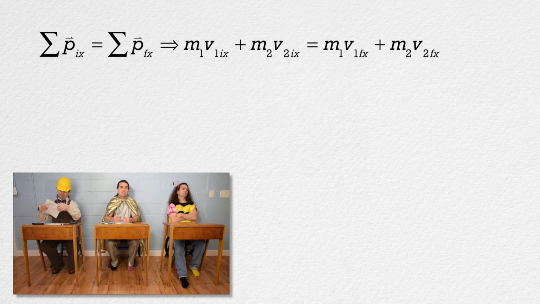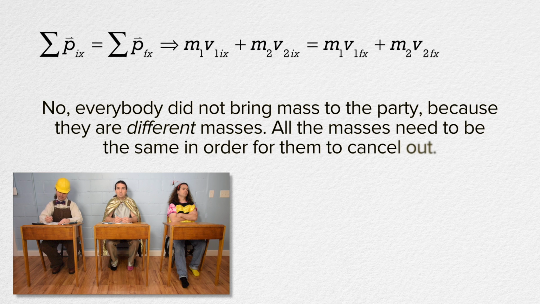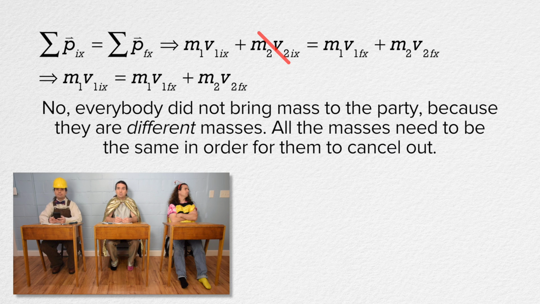That means the mass of disk 1 times the velocity of disk 1 initial in the x direction, plus the mass of disk 2 times the velocity of disk 2 initial in the x direction, equals the mass of disk 1 times the velocity of disk 1 final in the x direction, plus the mass of disk 2 times the velocity of disk 2 final in the x direction. Because disk 2 is initially at rest, we know the velocity of disk 2 initial in the x direction is 0, so that whole term cancels out.